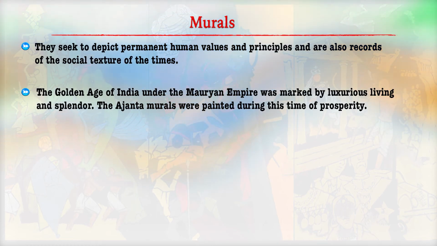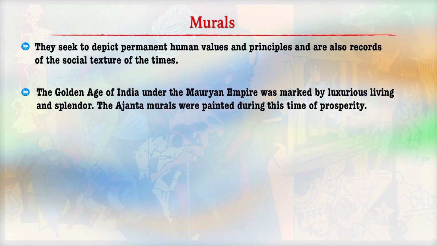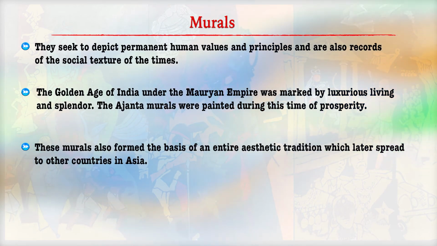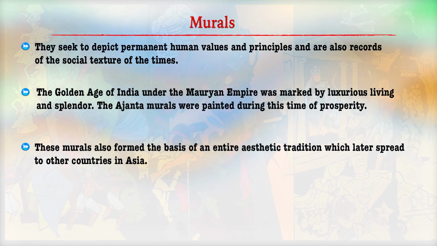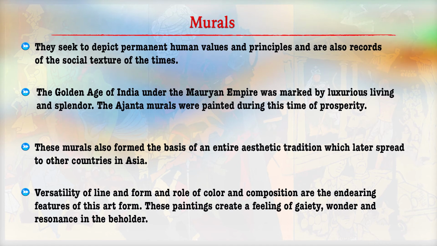After this, the golden age of India under the Mauryan Empire was marked by luxurious living and splendor. The Ajanta murals were painted during this time also. These murals also formed the basis of an entire aesthetic tradition which later spread to other countries in Asia. Versatility of line and form, the role of color, and composition are enduring features of this art form. These paintings create a feeling of joy and wonder.